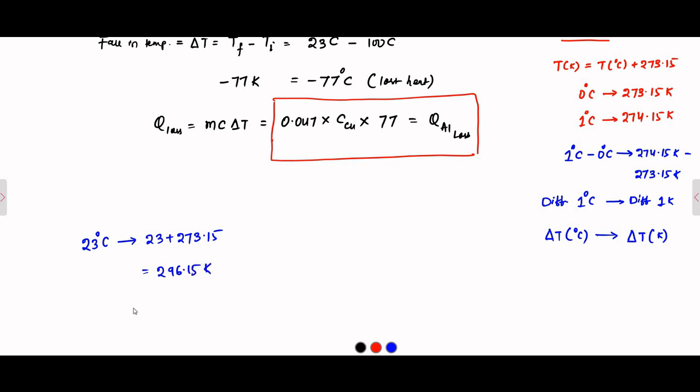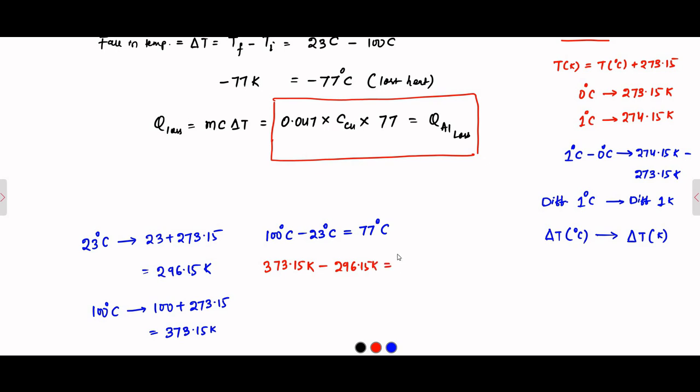296.15 Kelvin. Then 100 degrees Celsius is equal to 100 plus 273.15, which is equal to 373.15 Kelvin. So here if we calculate 100 degrees Celsius minus 23 degrees Celsius, that is equal to how much? 77 degrees Celsius. Same if we calculate the equivalent Kelvin temperatures, that is 373.15 Kelvin minus 296.15 Kelvin, that is equal to how much?